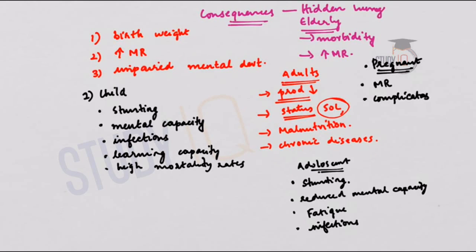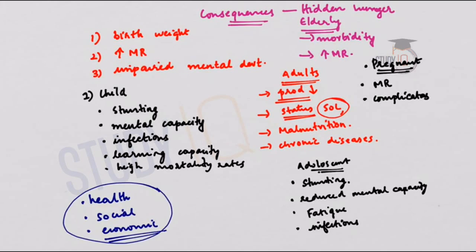From these consequences, it is understood that hidden hunger will have a negative impact not only on health but also on social factors like health, education, productivity, etc., and standard of living. It will also have an impact on economic factors as well, like the GDP, productivity, income level, etc. So, understanding all these consequences, hidden hunger is a very serious challenge that needs to be addressed.